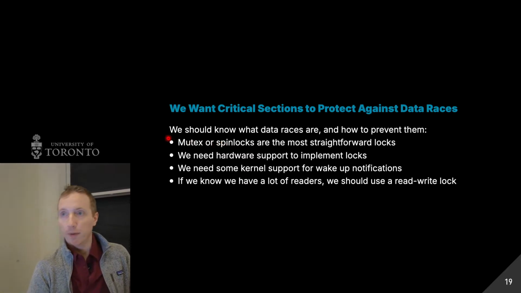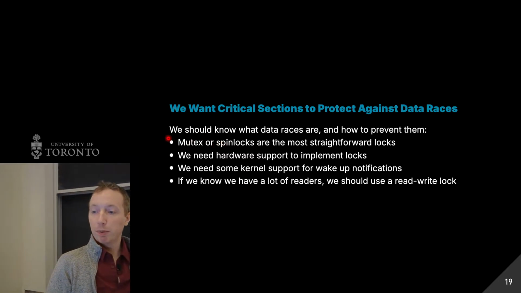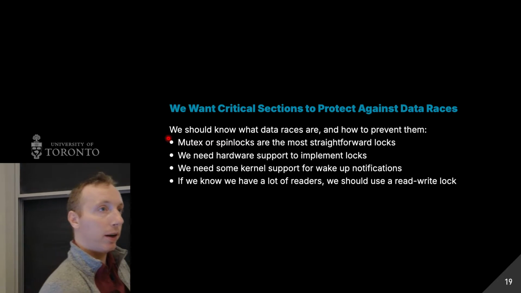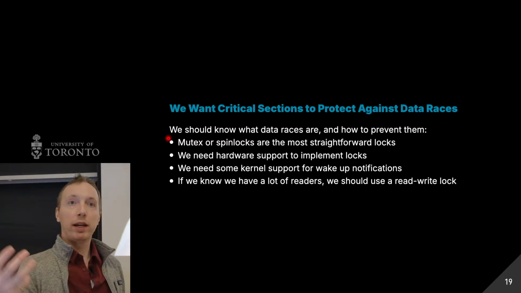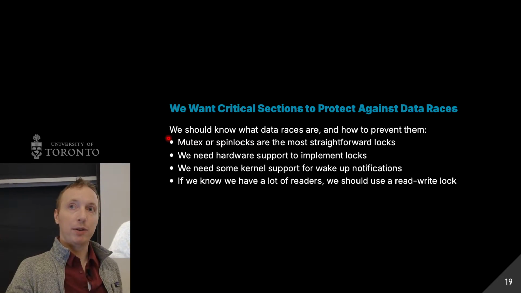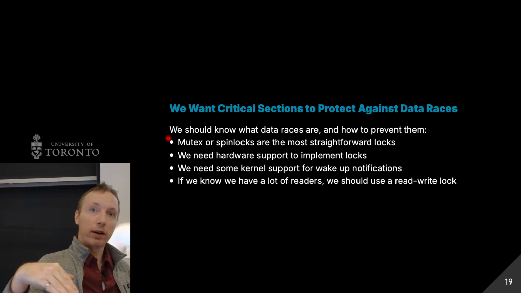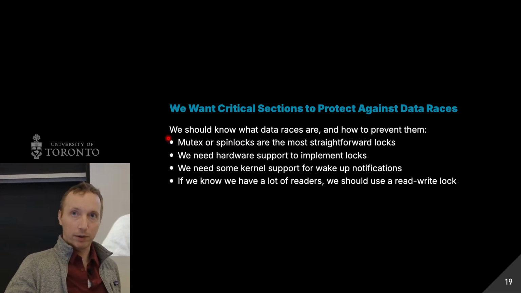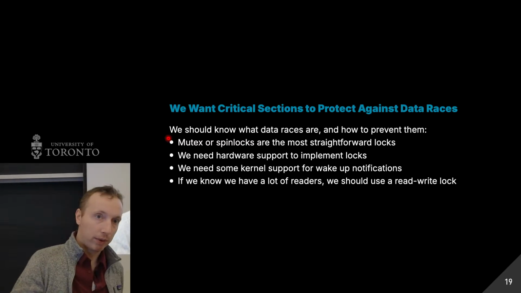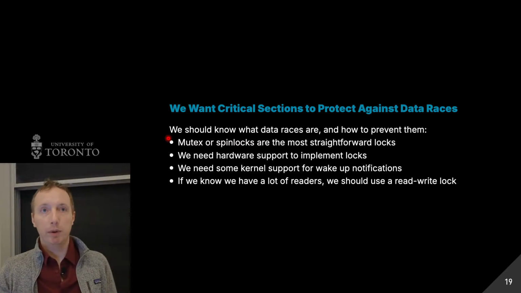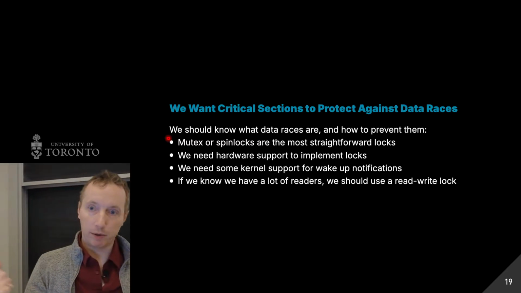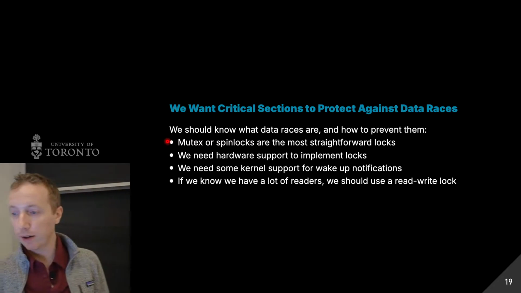So we first talked about mutexes or spin locks. They're the most straightforward lock. They ensure that only one thread can be executing code between a lock and unlock call at once. That's called a critical section. Since only one thread can be doing that at a time, we don't have any data races because only one thing can access that concurrently.